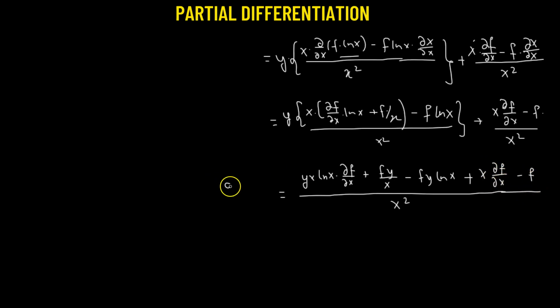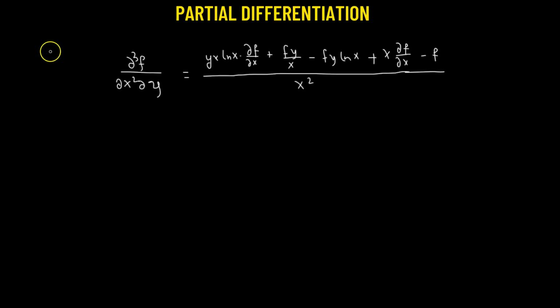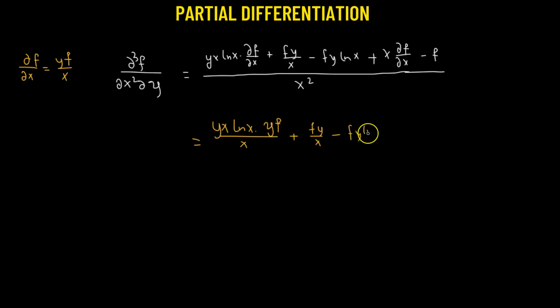So this is the value of the third derivative, partial derivative of f with respect to y, followed by partial derivative with respect to x applied 2 times. So wherever we have partial of f with respect to x, we are going to replace it with y times f divided by x. So let's do that. So we have y x log x multiplied to partial of f with respect to x will be replaced with y times f divided by x plus fy over x minus fy times log x plus x times fy divided by x minus f, whole thing divided by x squared.